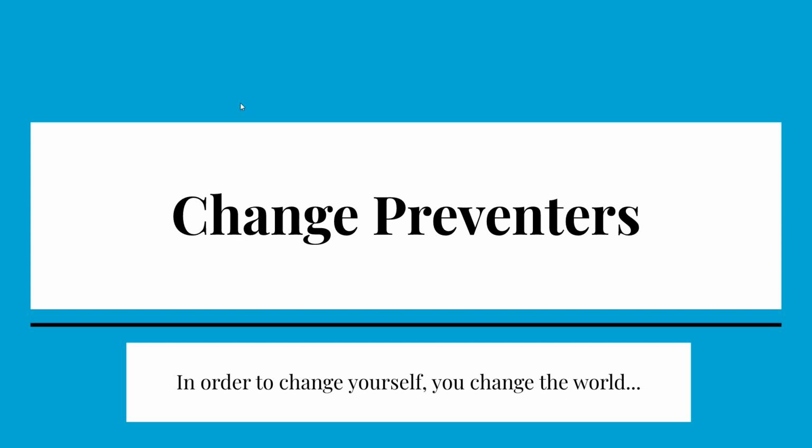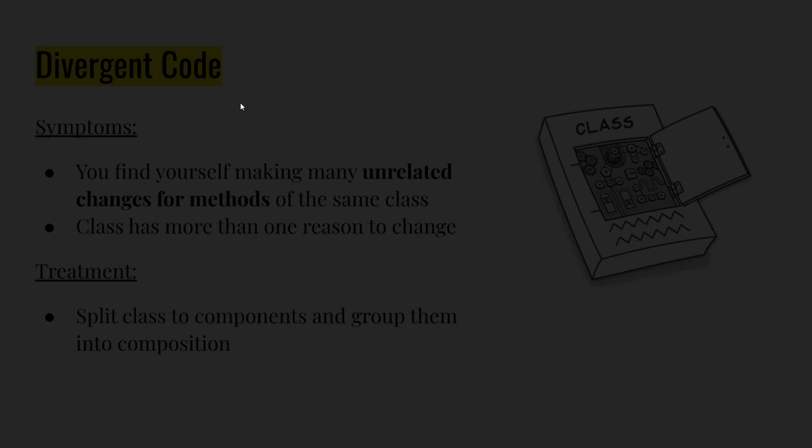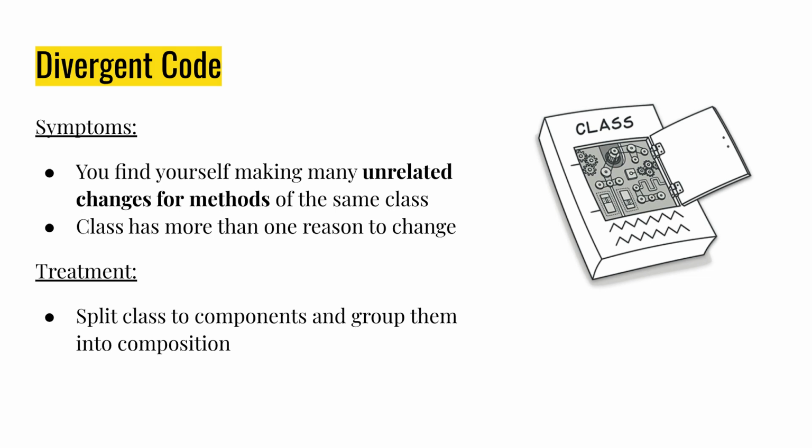The last category that I will talk about today is change preventers. It means that when we change something, we will need to change other things too, and we want to change one thing when we want to change one thing. So divergent code is a code smell, meaning that changing something inside a class requires a change across multiple methods. If you change one method, other methods need to be changed too, because for whatever reason they are related. And this means that the class has more than one reason to change.